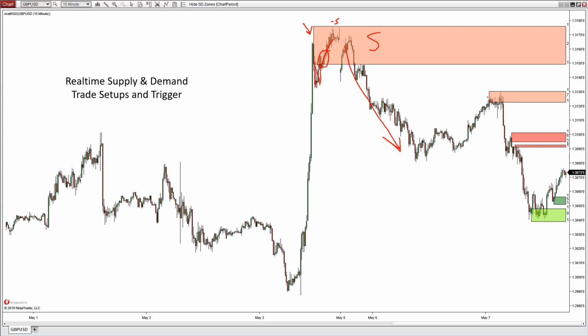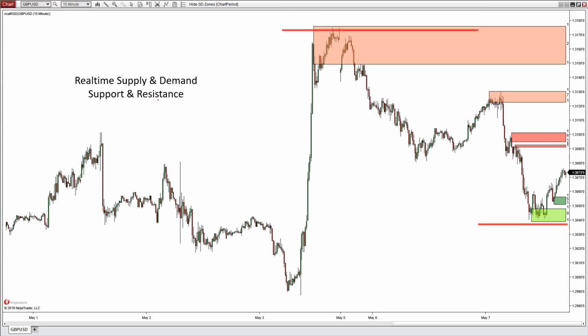Here's another one. Supply zone was created on this candle. You went out of it and then came back, retested, and gave you another nice trade to the downside. Those retests work out really well. Another one, you have a demand zone here, and you have the price move out of it, came right back, retested it, and gave you, again, another nice long trade. So you can use this as its own setup and trigger using supply and demand along with price action.